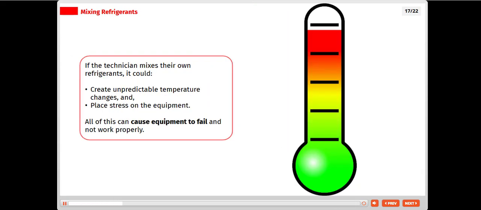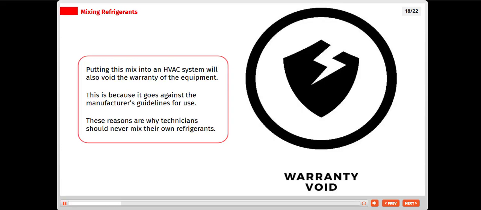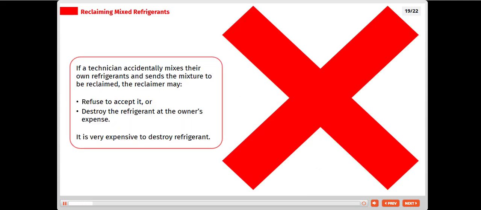If the technician mixes their own refrigerants, it could create unpredictable temperature changes and place stress on the equipment. All of this can cause equipment to fail and not work properly. Putting this mix into an HVAC system will also void the warranty of the equipment, because it goes against the manufacturer's guidelines for use. These reasons are why technicians should never mix their own refrigerants. If a technician accidentally mixes their own refrigerants and sends the mixture to be reclaimed, the reclaimer may refuse to accept it or destroy the refrigerant at the owner's expense. It is very expensive to destroy refrigerant.